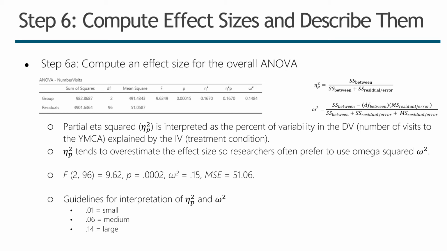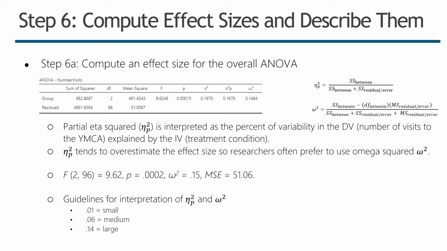There's eta squared, partial eta squared, and omega squared. Okay. So eta squared and partial eta squared are going to give you the same values for the one-way ANOVA, so I'm not going to focus on that difference right now. I want to focus just on the overall difference between eta squared and omega squared.